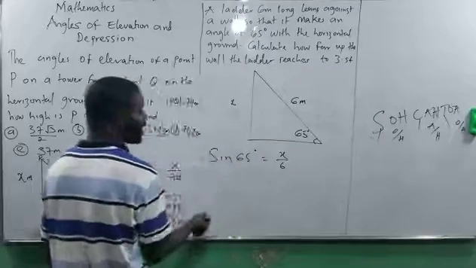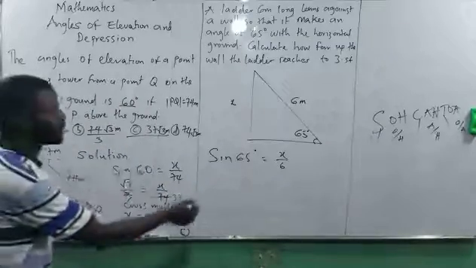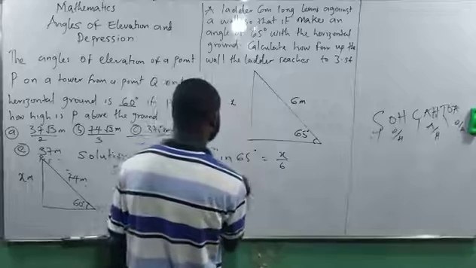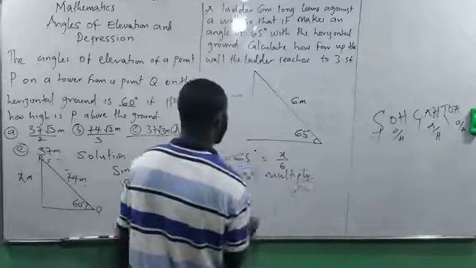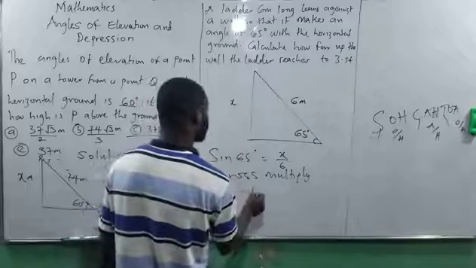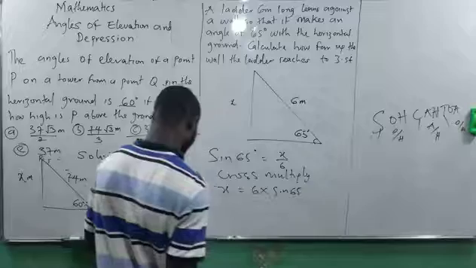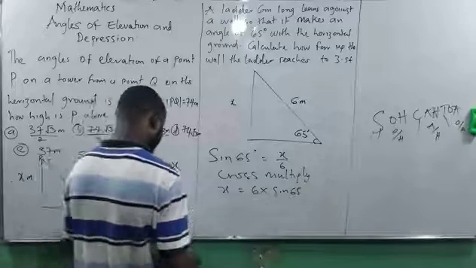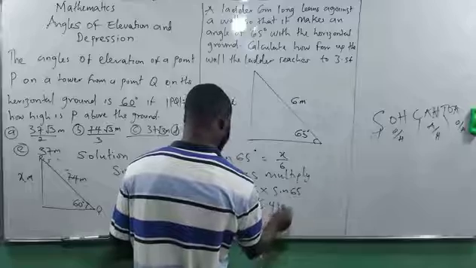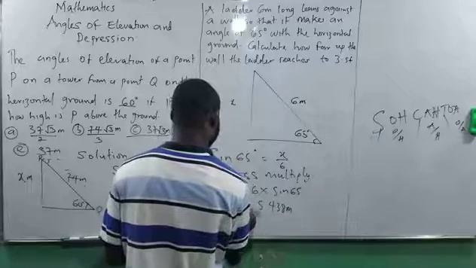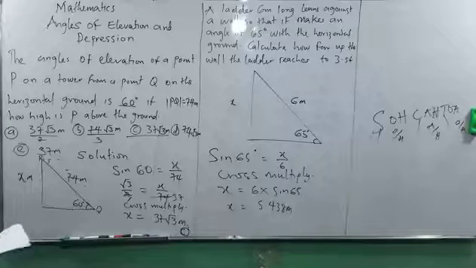Now sine 65 is not a special angle, therefore this was a special angle. That is why I can work on it. I'll cross multiply straight. Now I'll have X equals 6 multiplied by sine 65. Now 6 multiplied by sine 65, I will have 5.438 meter. That is my X.